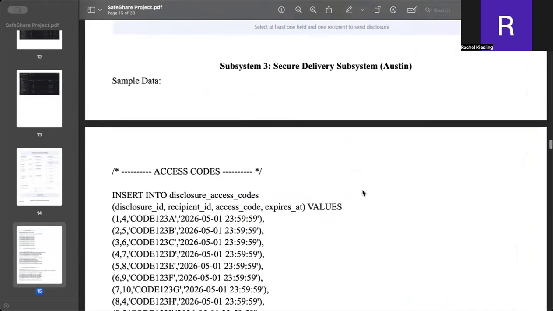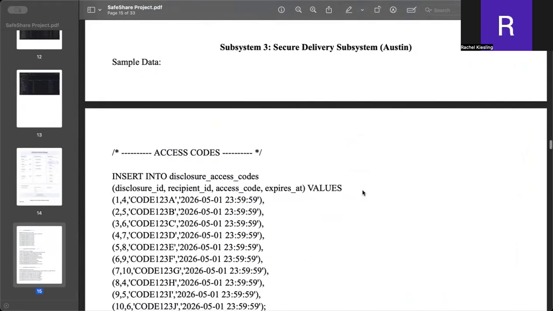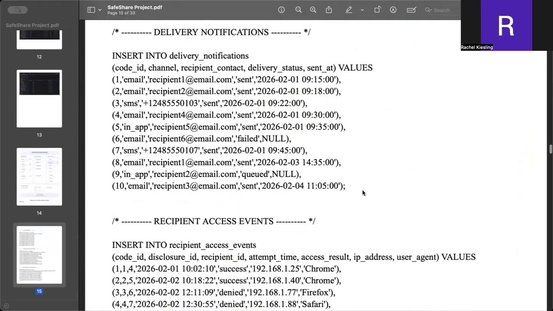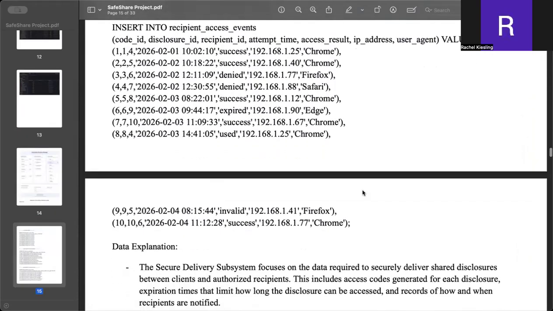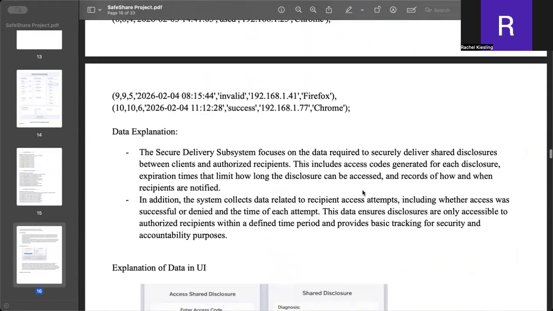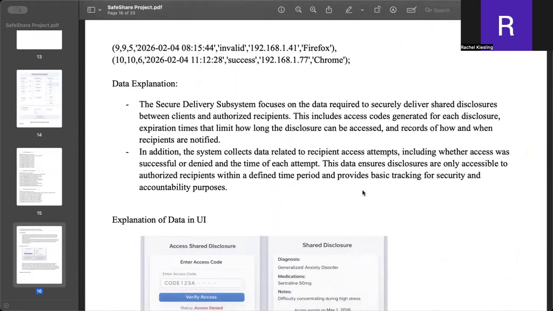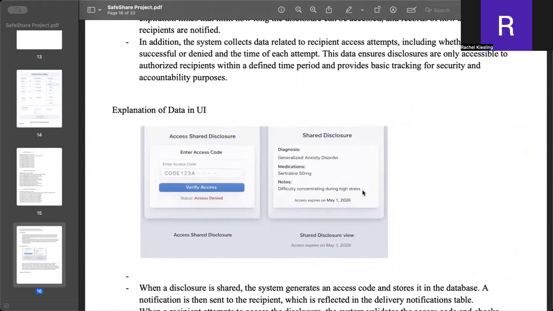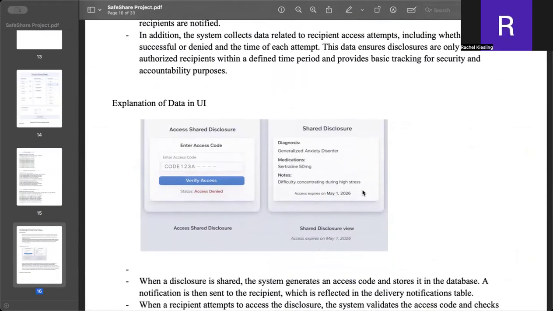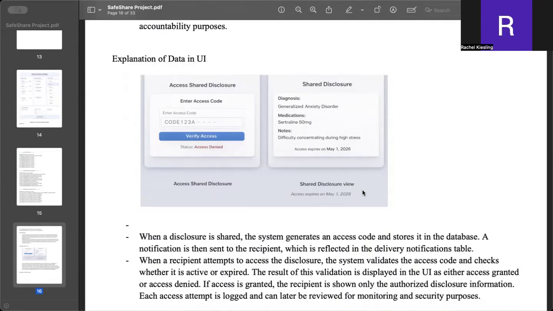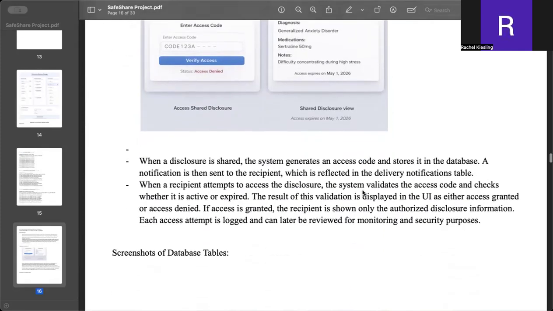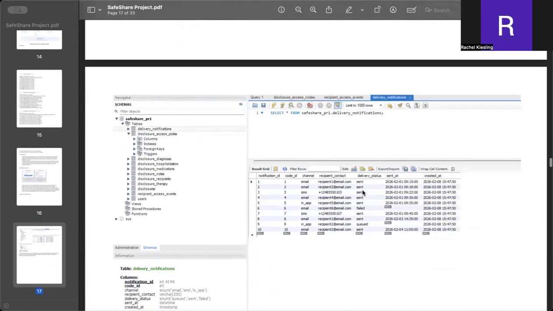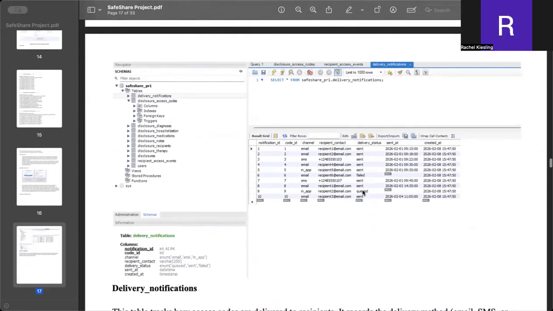My groupmate Austin has the delivery system subsystem. This is the sample data. And here is the user interface of what that subsystem would look like, how the data would actually be shown. These are the database tables.